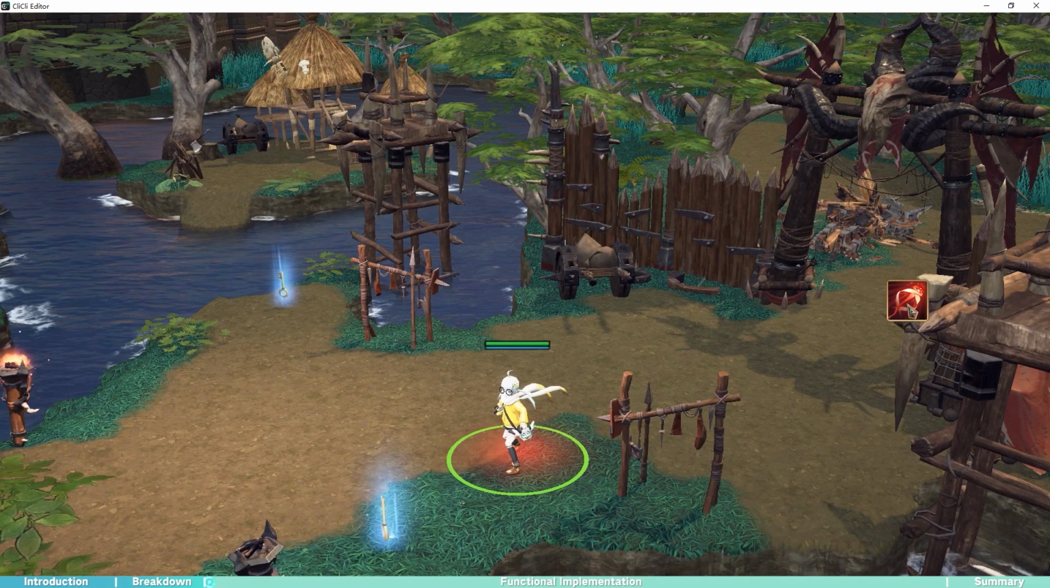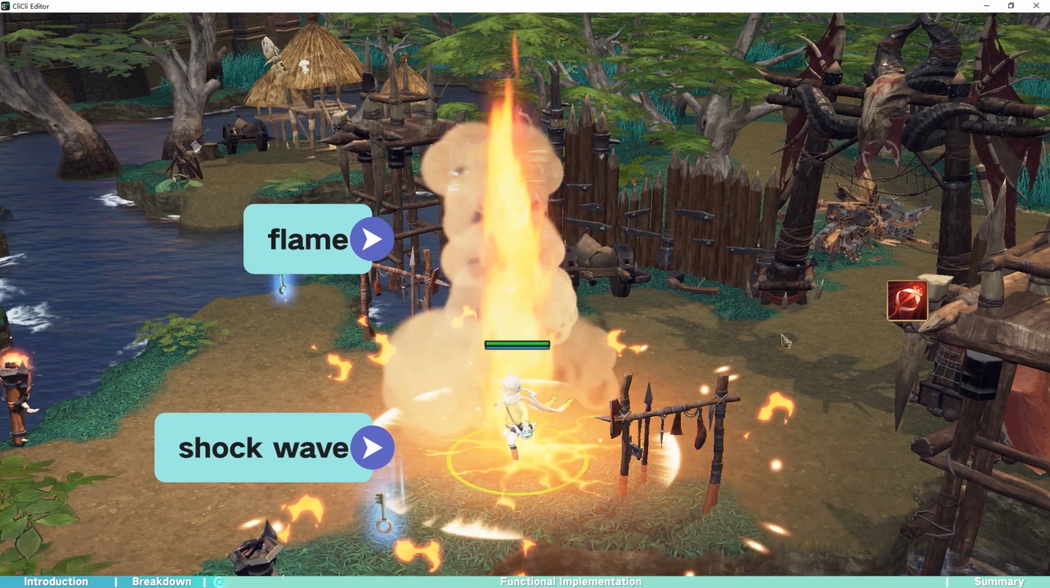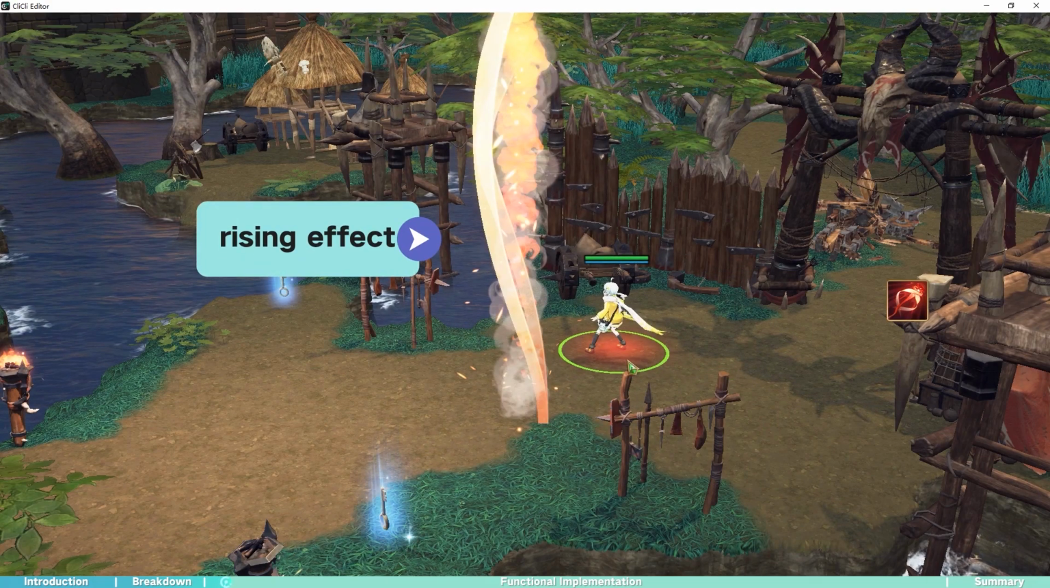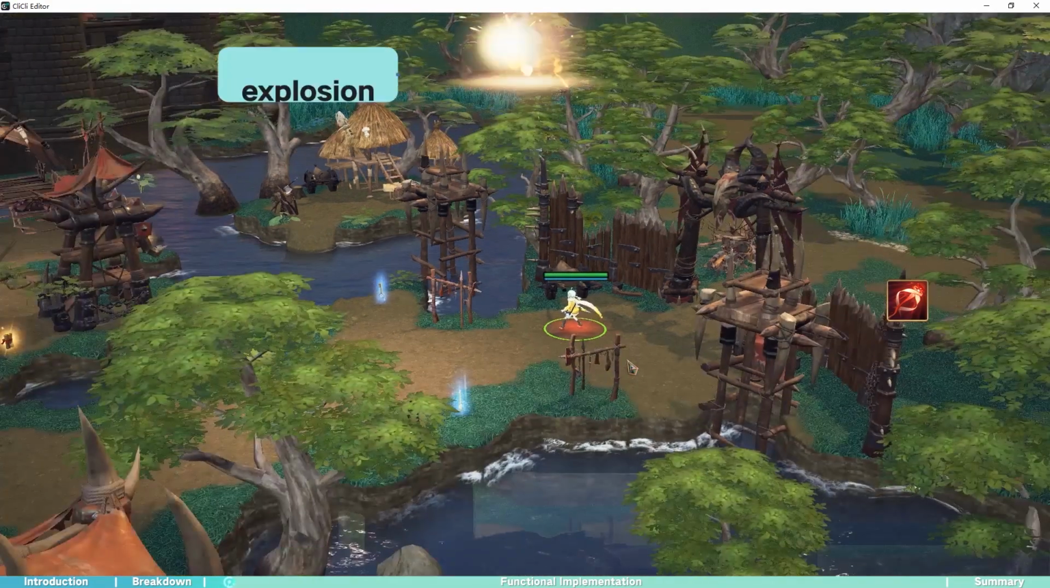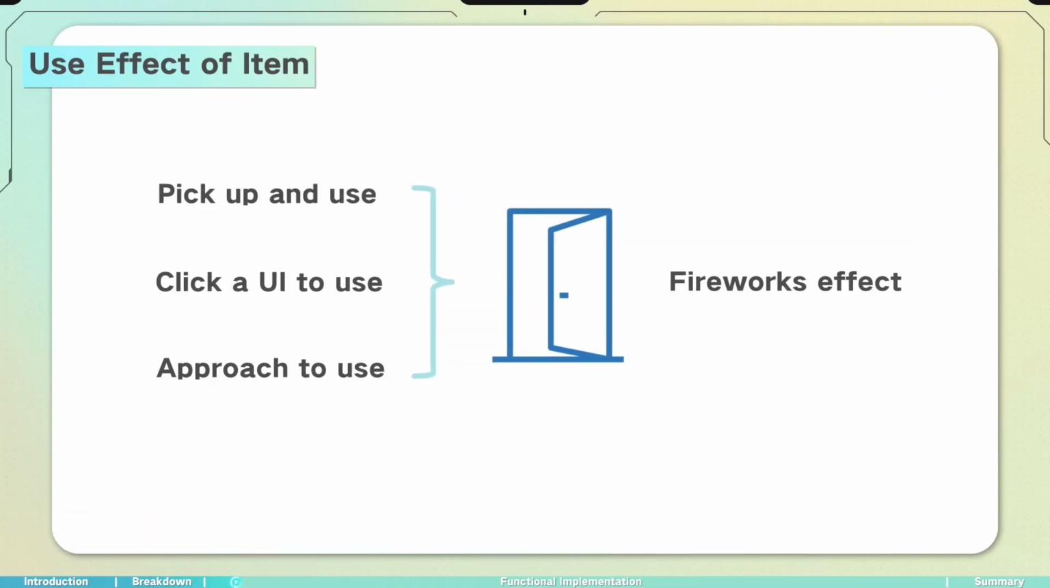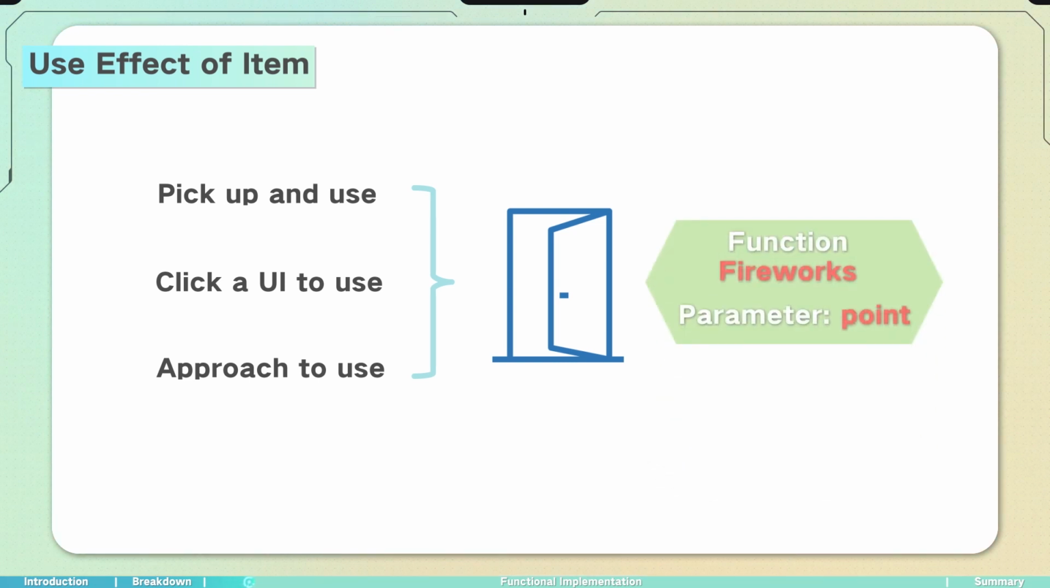The first part is the use effect of item, a fireworks effect. It consists of 4 projectiles, 2 for preparation stage, 1 for rising stage, and 1 for explosion stage. As we introduced before, the fireworks effect will be triggered via multiple ways. A unified entrance is required. Therefore, we design and pack this effect as a function fireworks, with a parameter point to determine the location point of the fireworks.